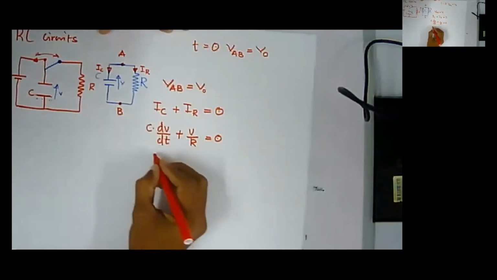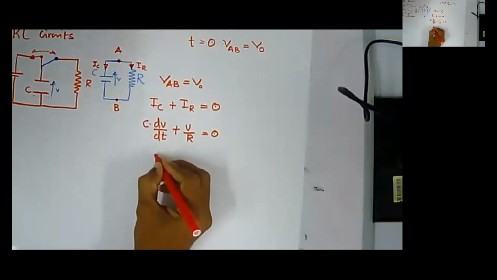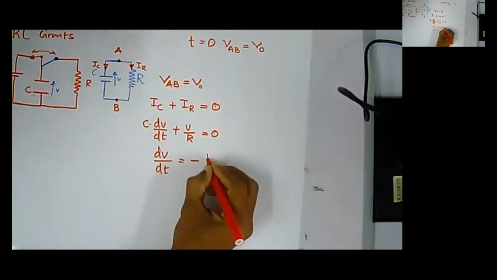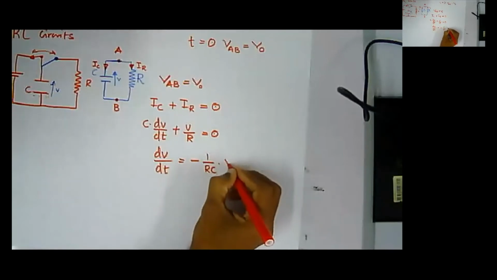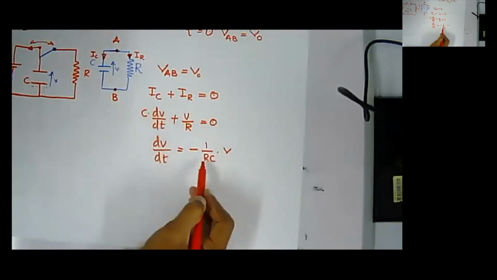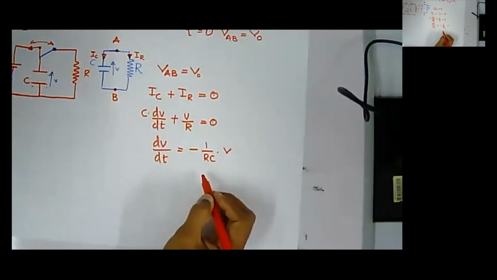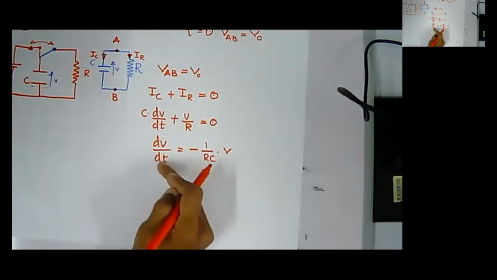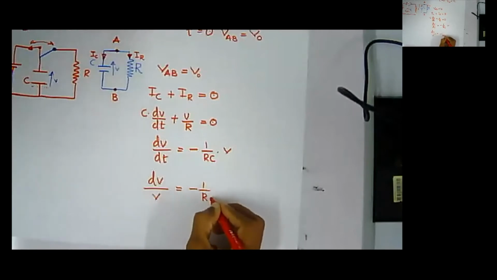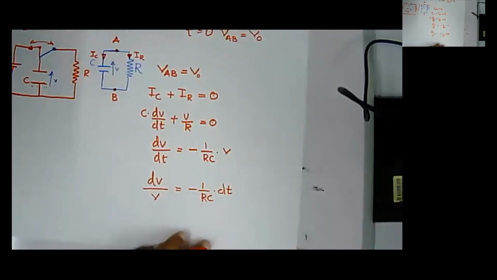Now I can write this as dV by dt equals minus 1 over RC times V. I just bring this to the other side, which becomes minus, and C to the denominator, which becomes RC times V. Now, let me cross multiply dt here and V there. So I can write it as dV over V equals minus 1 over RC times dt.